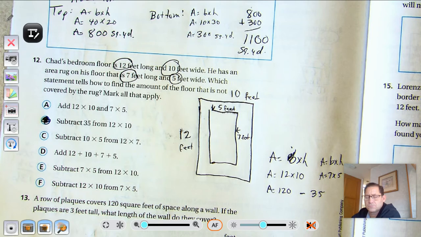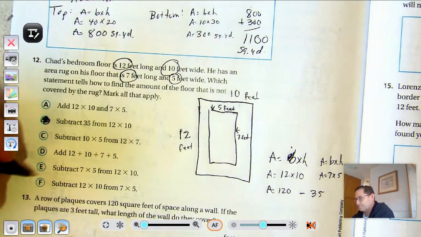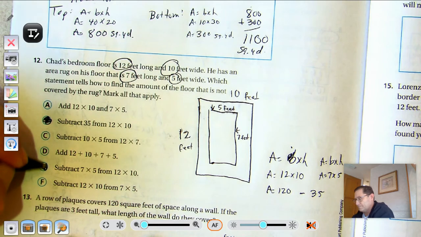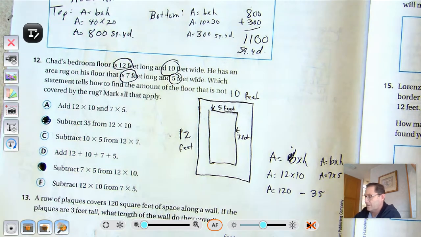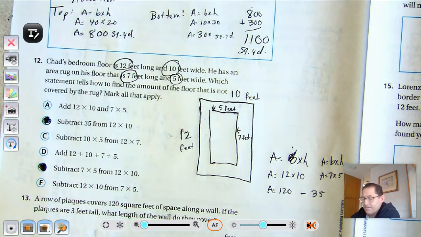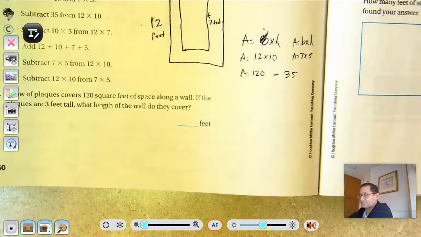No. Where did they get 50 from? No. Subtract 7 times 5 from 12 times 10. Yes, that's the same thing as this one. Subtract 12 times 10 from 7 times 5. No, that would be backwards. Okay. All right, so just those two.